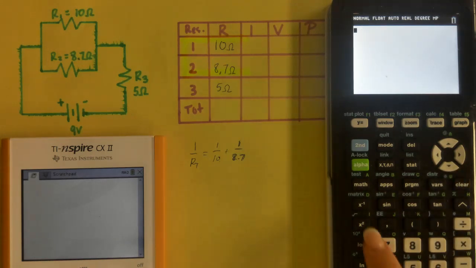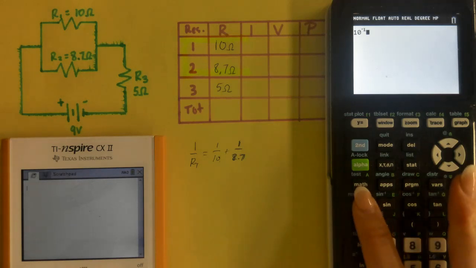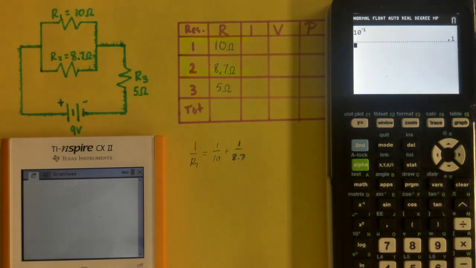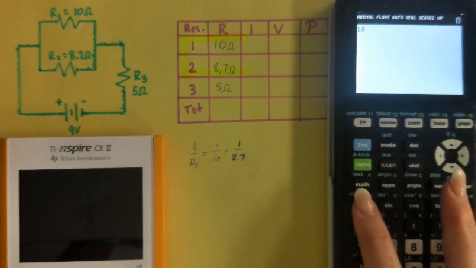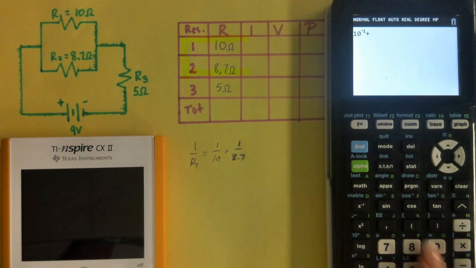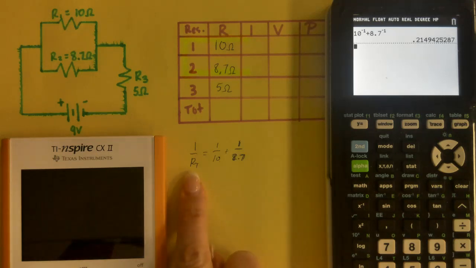Instead, I'm going to use this reciprocal, this inverse button right here, x to the -1, because if I type in 10 to the -1 power, that is the same thing as 1 over 10, or 0.10. It's the fraction that we have here, okay, 1 over 10. And so that's how I'm going to type it on here. So I'm going to do 10 to the -1 power, that's 1/10, plus 8.7 to the -1 power, that is 1 over 8.7, and we're going to add those. And the answer we get is this 0.2149, it keeps going, but that is equal to this, 1 over RT.